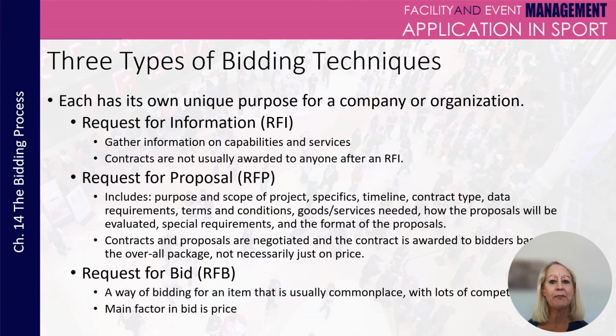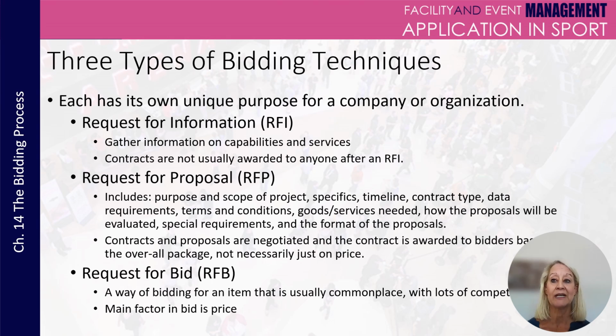Now let's look at the three primary types of bidding techniques used by organizations, each serving a different purpose in the procurement or event planning process. First, we have the request for information, or RFI. This is a preliminary step used to gather details about the capabilities and services of potential vendors. It's typically used to better understand the marketplace before moving forward with a more formal request. It's important to note that contracts are not usually awarded after an RFI. It's more about information gathering.